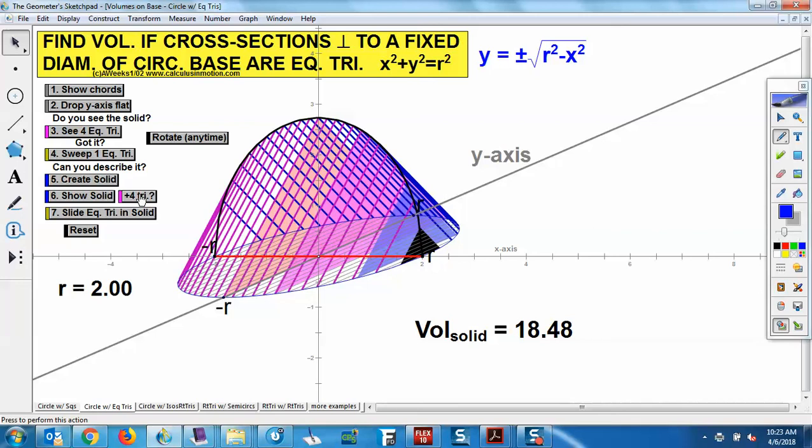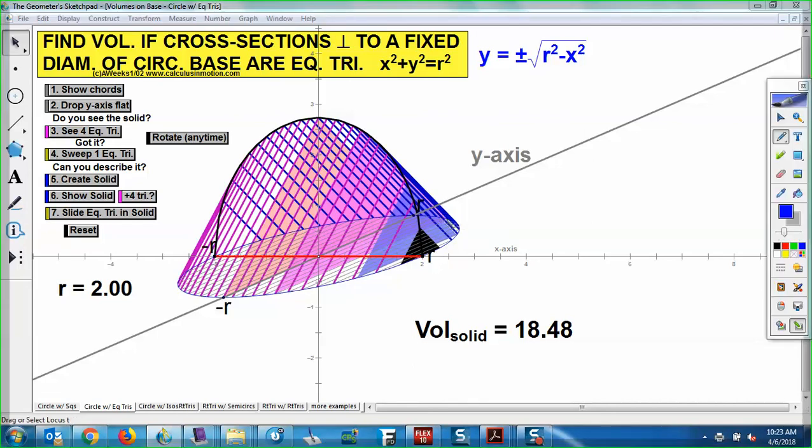So what do we need? We need the area of an equilateral triangle. Now look at your strip here. Here's a strip right here. Well, what is that strip? It's one side of your equilateral triangle. And they're all the same in an equilateral triangle, aren't they? Here's the area of an equilateral triangle right here. Square root of 3 over 4 times s squared.